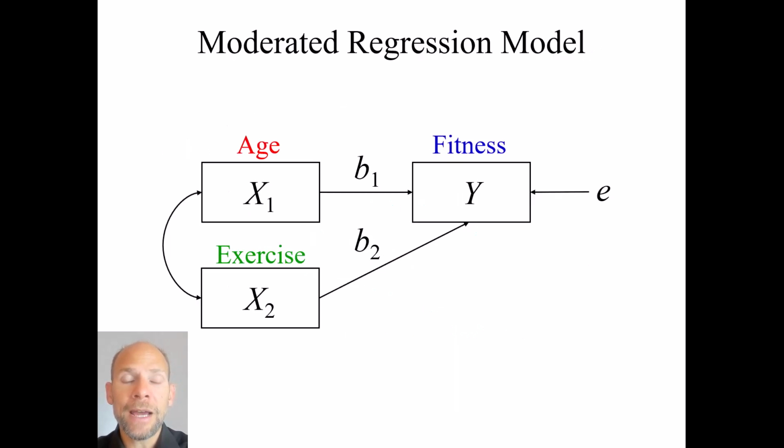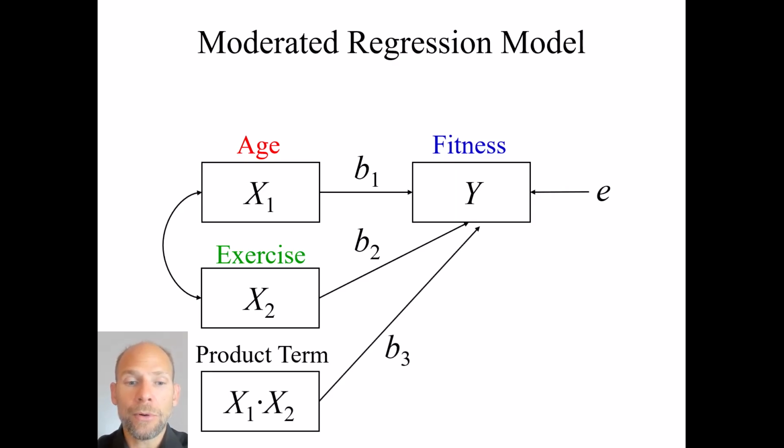We can do that by adding something to our model that is called a product term or interaction term, and that is literally simply the product of the two variables, age times exercise, x1 times x2, that gets added to the model. So mathematically, an interaction or moderation effect is included by adding a product term.